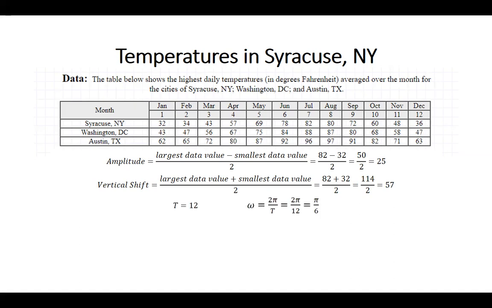So the period is 12, right? We got 12 months. Omega is equal to 2 pi over the period. 2 pi divided by 12 is pi over 6. So we have our omega.